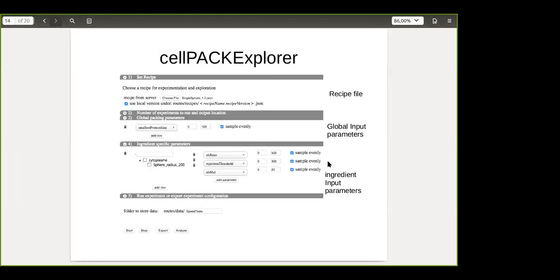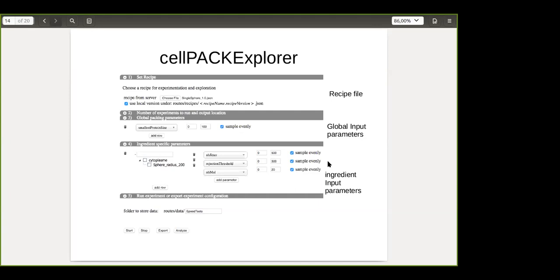Here you can see the input interface of the CellPack Explorer project. It is set up with different panels. The first panel is to choose a recipe file. In the recipe file, the packing volume, so what we saw before, the sphere and this blue container, are specified. Also, all the ingredient types and their input parameters, including values, are defined here. In the second panel, which is collapsed on this picture, developers can set different parameters for the experiment. For example, how many packings should be computed.